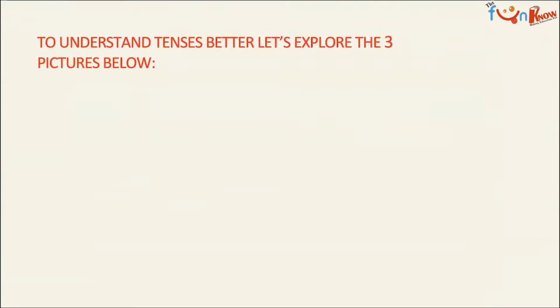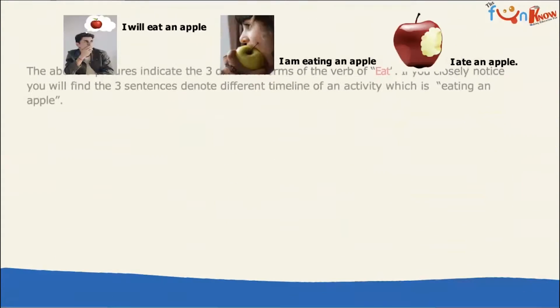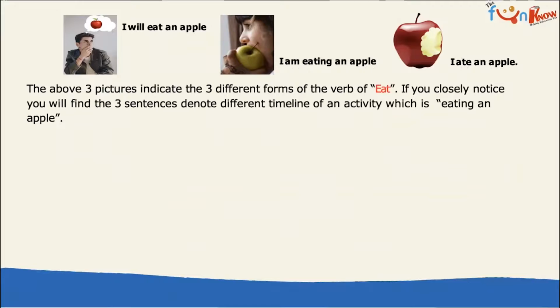To understand tenses better, let's explore the three pictures below. We have three examples. Example 1, I will eat an apple. Example 2, I am eating an apple. And example 3, I ate an apple. The above three pictures indicate the three different forms of the verb eat.